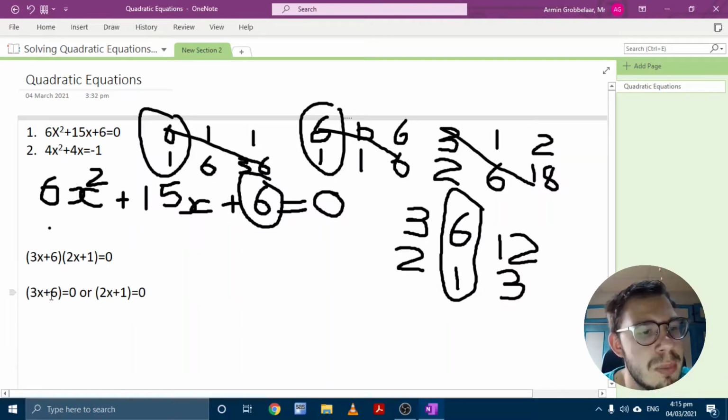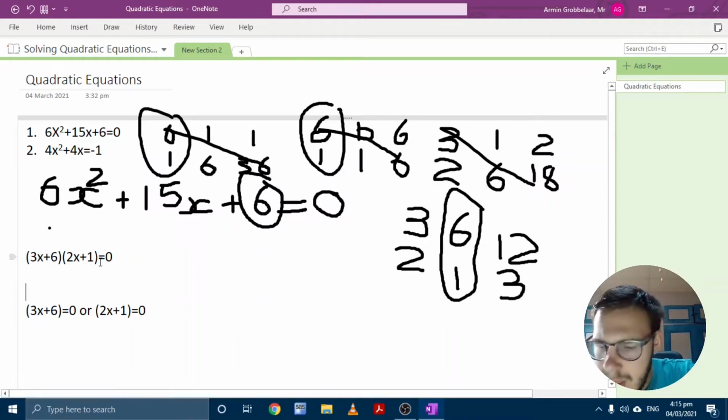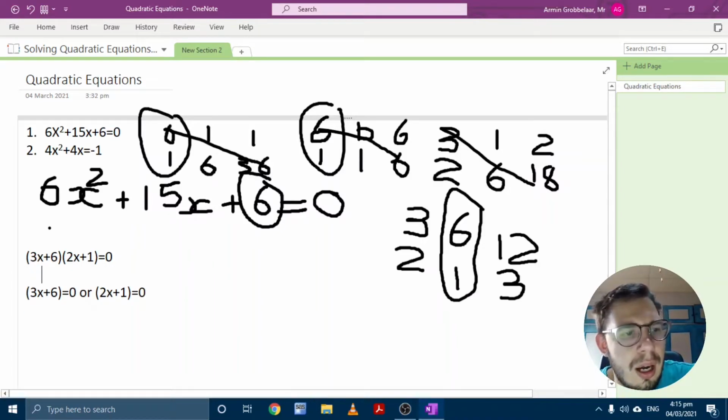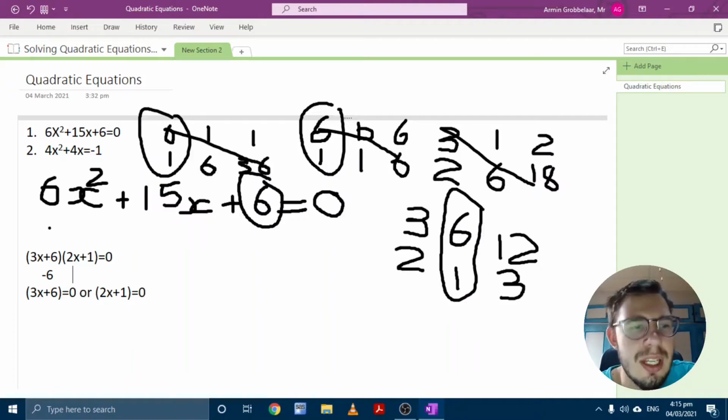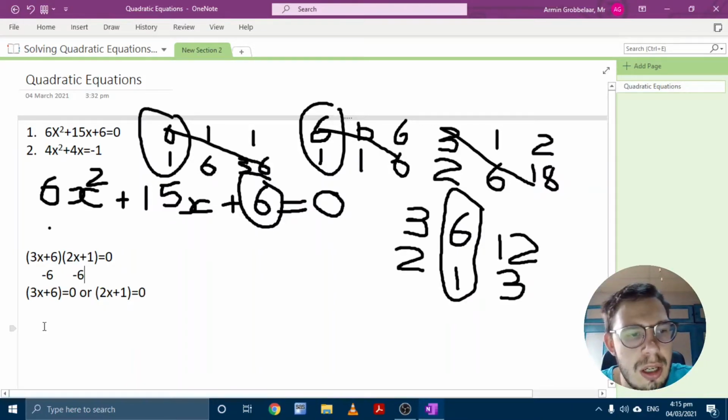Now I'm going to start with the first one: 3x plus 6. To get rid of that plus 6, I subtract 6 on the left-hand side. But because I subtracted 6 on the left-hand side, I also have to subtract it on the right. So I'm left with 3x plus 6 minus 6 is equal to 0 minus 6, which is minus 6.